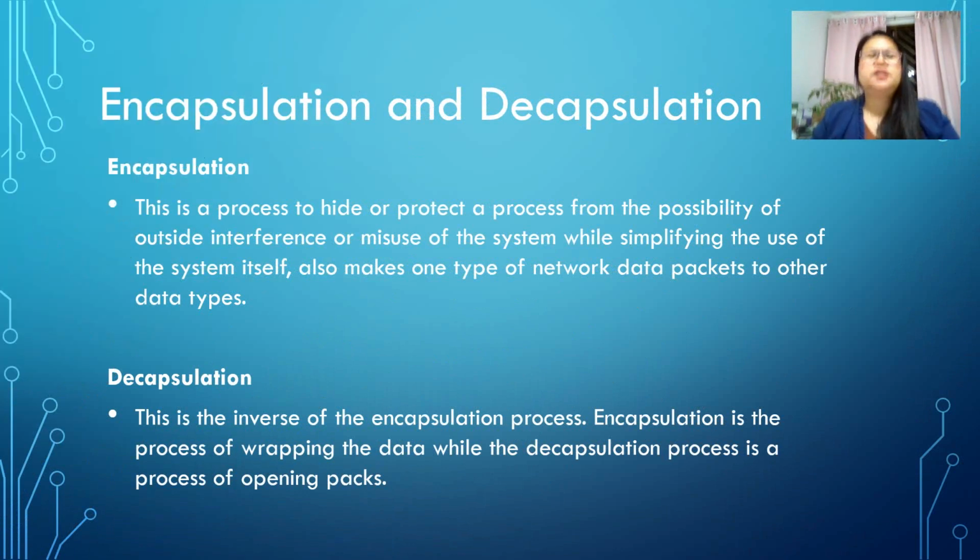Now let's study about encapsulation and decapsulation. Encapsulation is the process to hide or protect a process from the possibility of outside interference or misuse of the system while simplifying the use of the system itself. It also converts one type of network data packet to other data types. While decapsulation is the inverse of the encapsulation process. Encapsulation is the process of wrapping the data, while decapsulation is the process of opening packs.